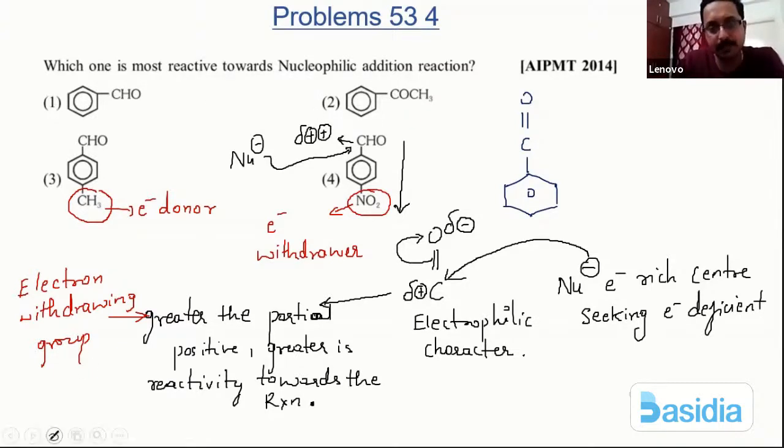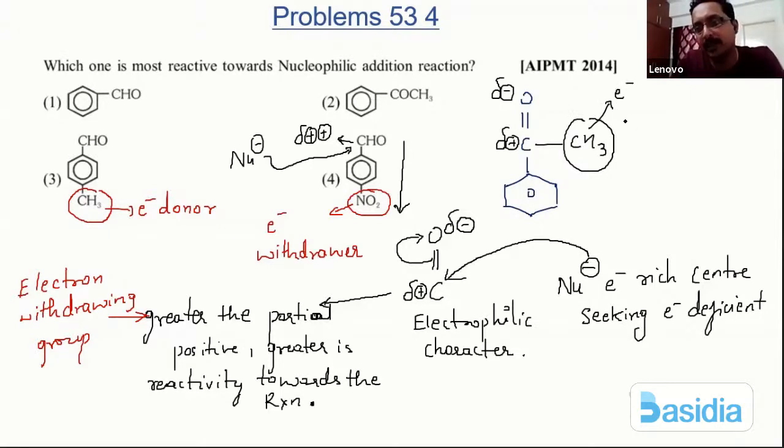Now, what exactly is the problem with the second example? If you see the second example, I've just written here, there is a partial positive charge and a partial negative charge. Don't forget there is a CH3 group, which is an electron donor. Because the electron donating group is present, the partial positive charge is going to decrease.